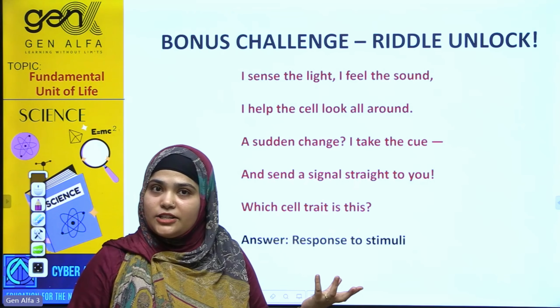The clue is here, student. See, here it is written "divisions" — my trick. Simple. It means that the cell can replicate. The answer is replication. That is cell division.